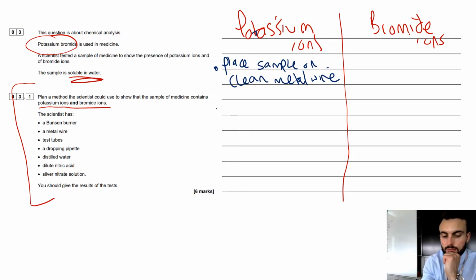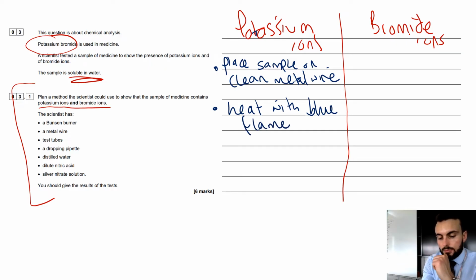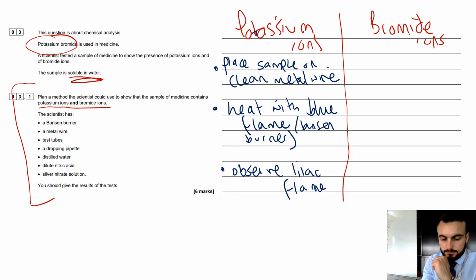We want something that's not really going to react when we start heating it up. And then all we're going to do is heat it with a blue flame or roaring flame with a Bunsen burner. And then if potassium ions are present, think about what flame. You should know what colour the flame goes when we burn different metals. If it's potassium, you get a lilac flame. So that's the potassium ions tested for.